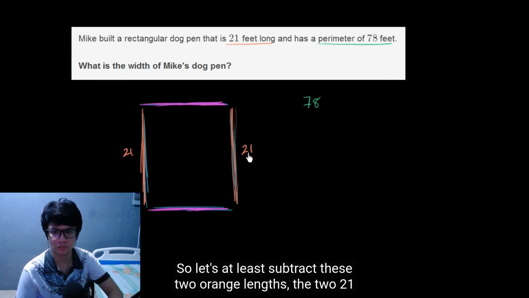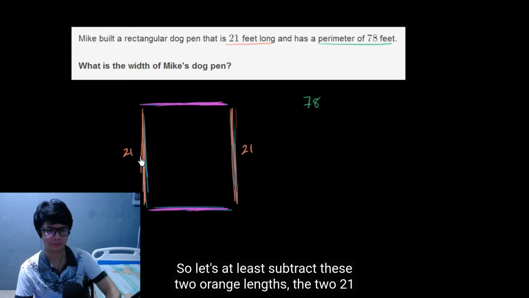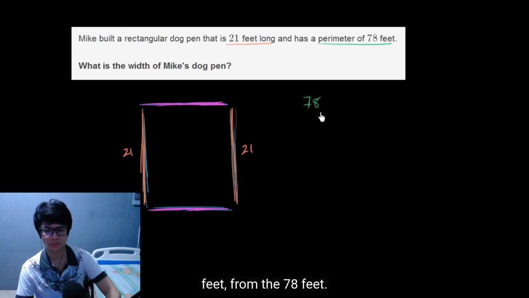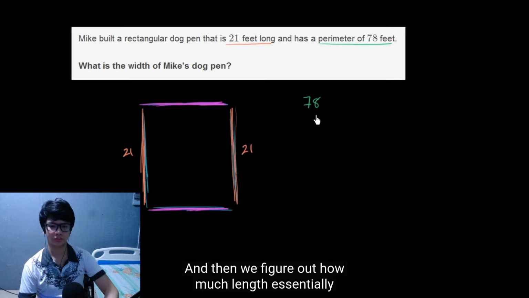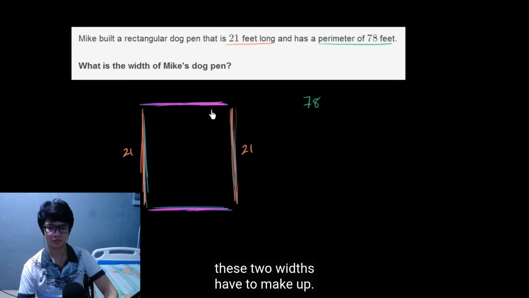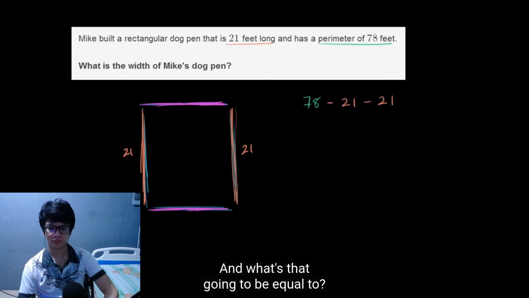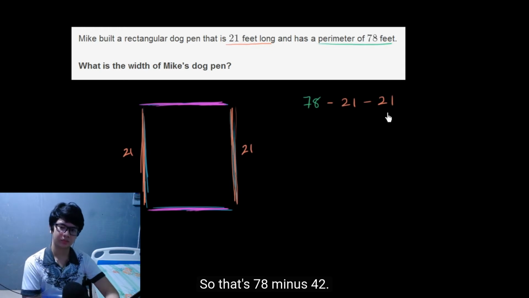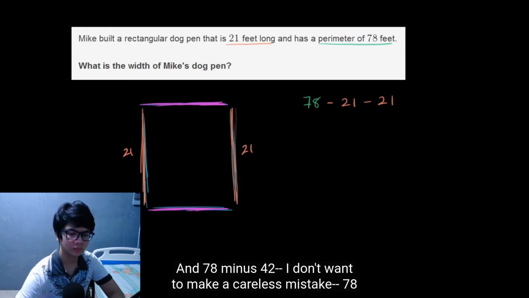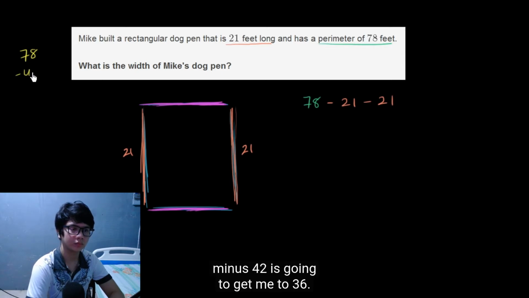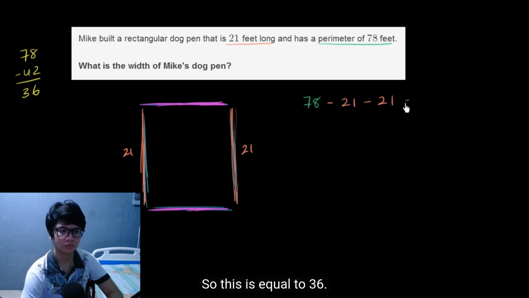So let's at least subtract these two orange lengths, the two 21 feet, from the 78 feet. And then we figure out how much length, essentially, these two widths have to make up. So let's subtract. Let's do 78 minus 21 minus 21. And what's that going to be equal to? That's 78 minus 42. I don't want to make a careless mistake. 78 minus 42 is going to get me to 36. So this is equal to 36.